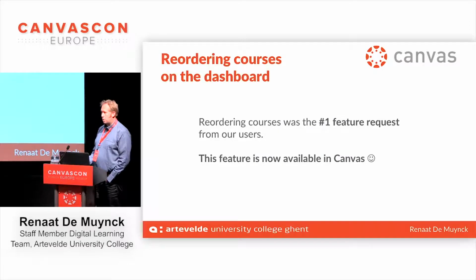Number 1 feature request from users was reordering the course cards in the dashboard. So we looked online and we found a small JavaScript, but we used that and adapted it and made it compatible with the framework. So now we have it in Canvas.